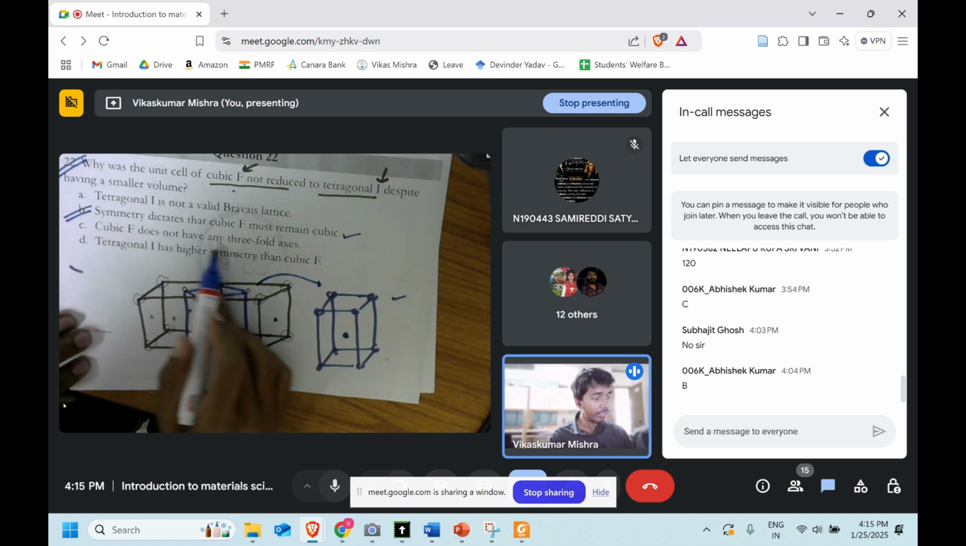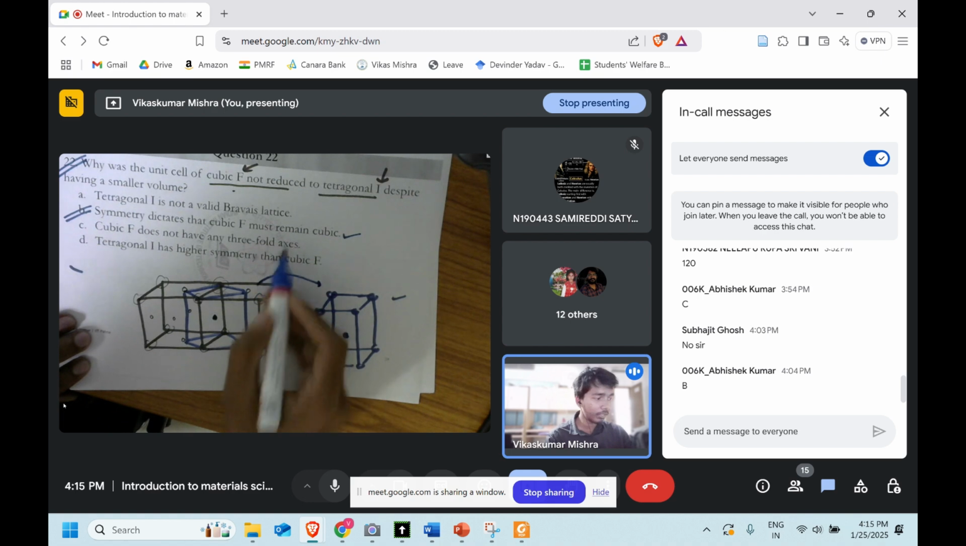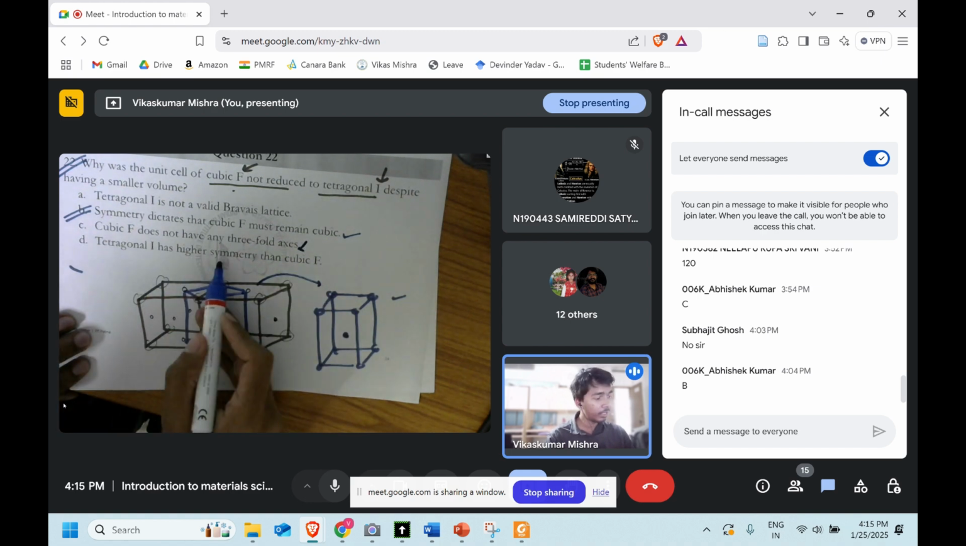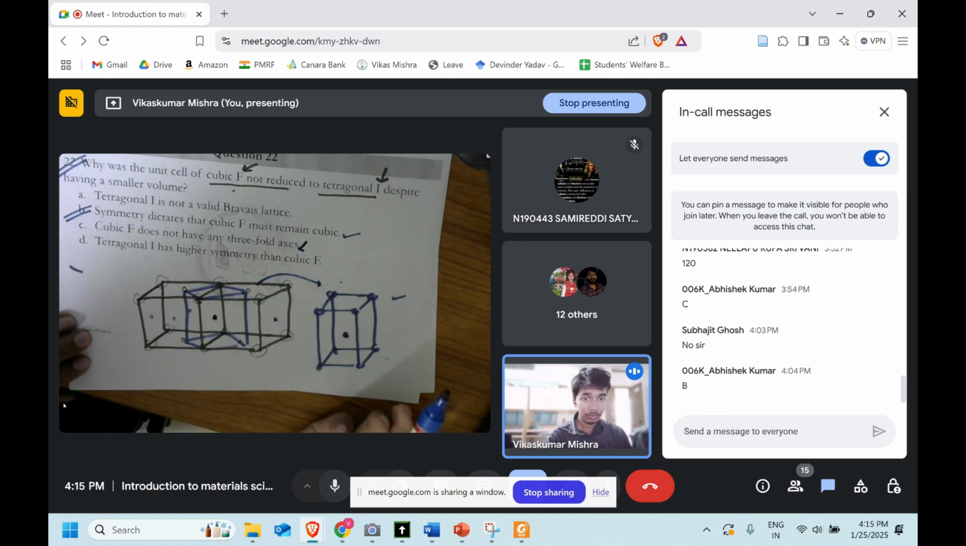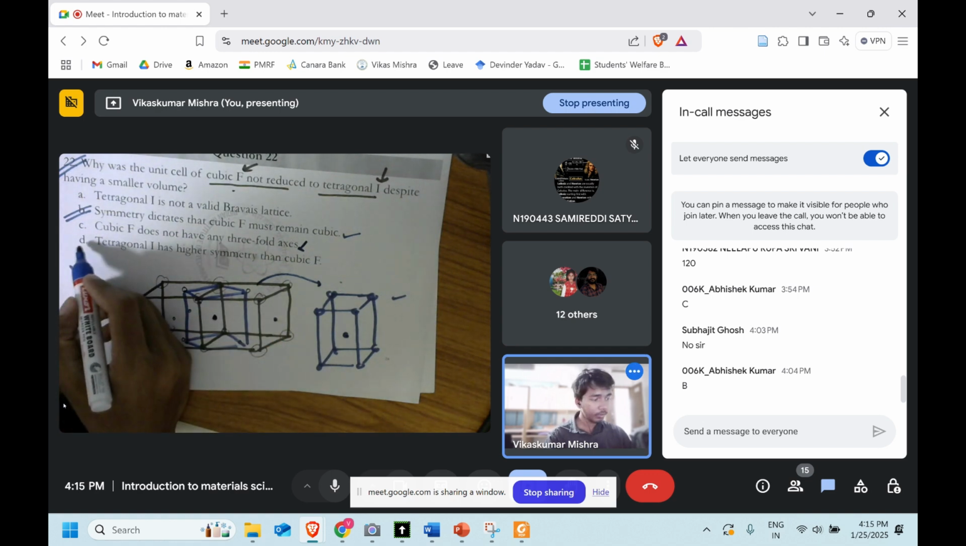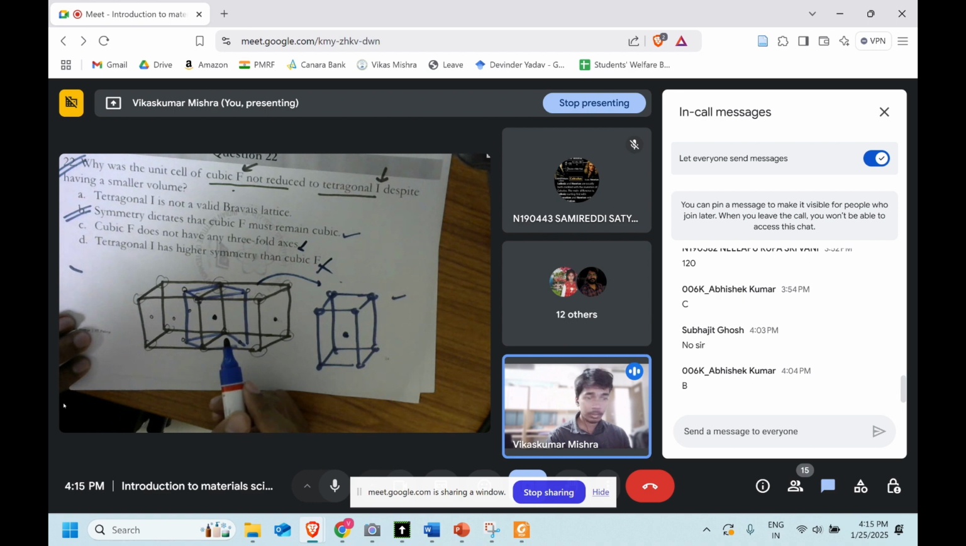Cubic F does not have any threefold. This is wrong. We saw that it's having the threefold. Cubic I must be the higher symmetry than the cubic. Sorry, tetragonal having the higher symmetry than cubic. No, we know that the cubic is the most symmetrical. The one which is at the top will prevail. So it is again the wrong answer.